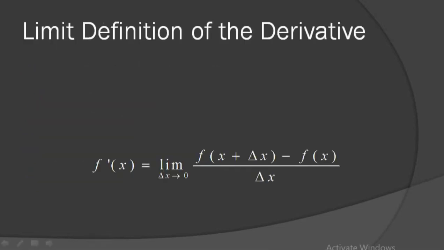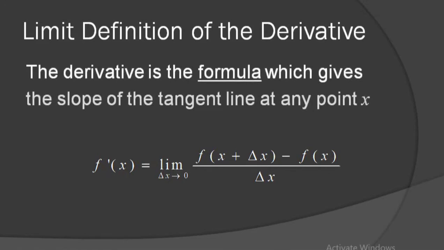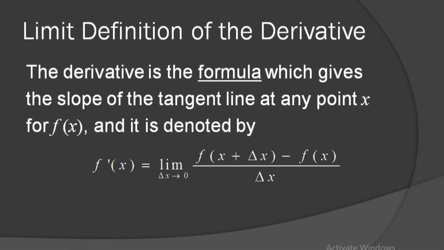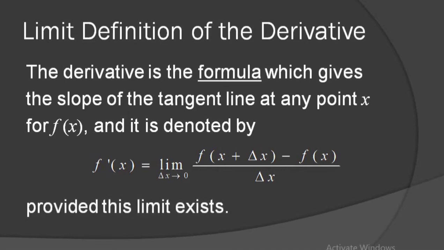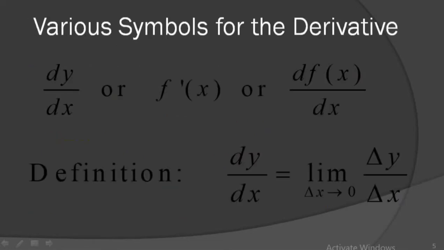Now start our lecture. First is the limit definition of derivative. The derivative is the formula which gives the slope of the tangent line at any point x for f of x, and it is denoted by f dash x is equal to limit delta x tends to 0, f of x plus delta x minus f of x upon delta x, provided this limit exists. The first derivative of the function y is equal to f of x may be expressed in the form of f dash x or y dash or dy by dx, where dy by dx means the derivative of y with respect to x.